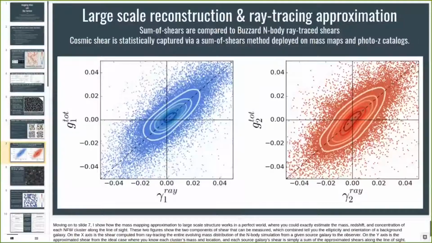Moving on to slide 7, I show how the mass mapping approximation to large-scale structure works in a perfect world, where you could exactly estimate the mass and redshift and concentration of each NFW cluster along the line of sight.